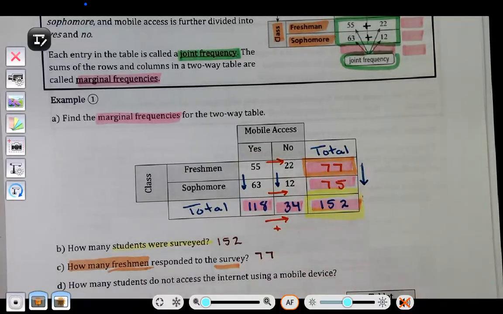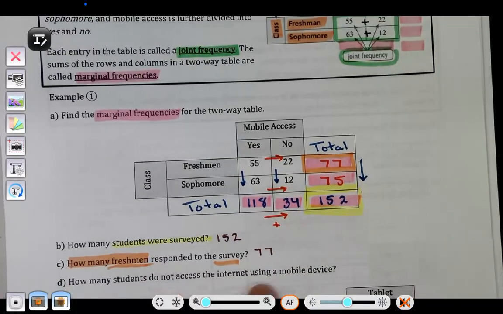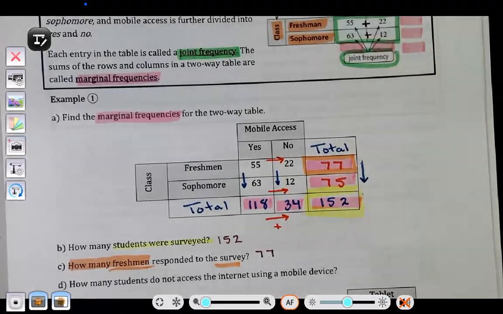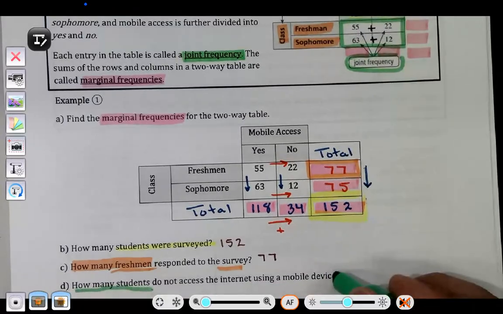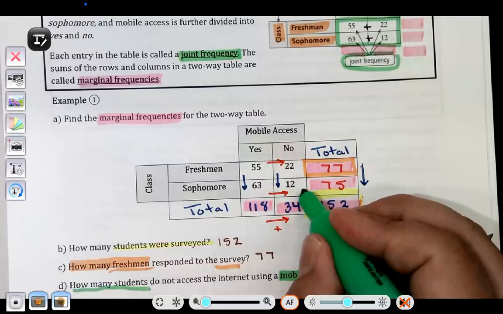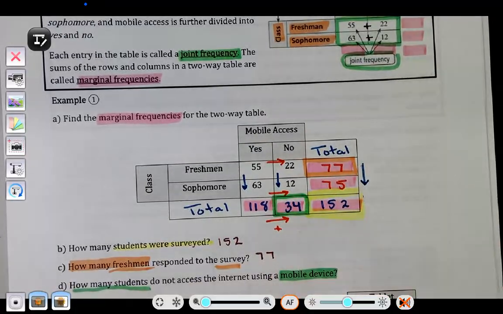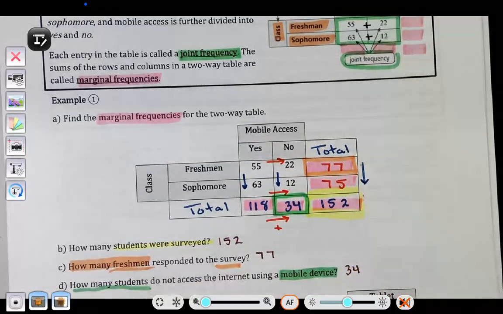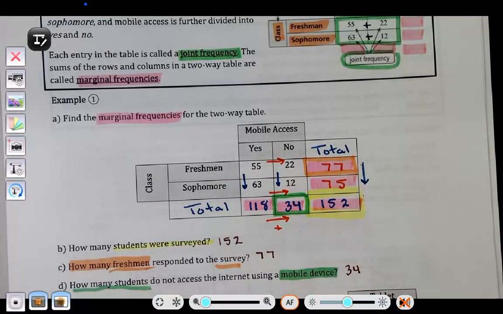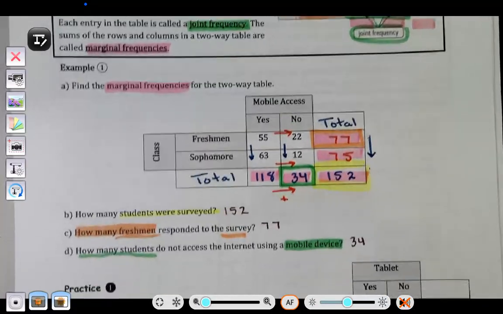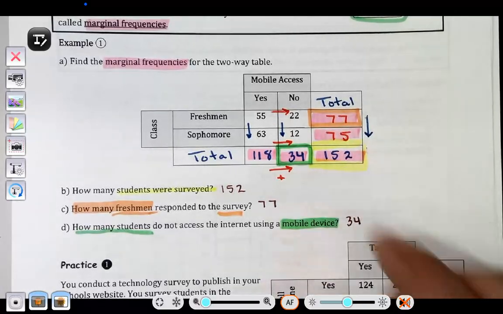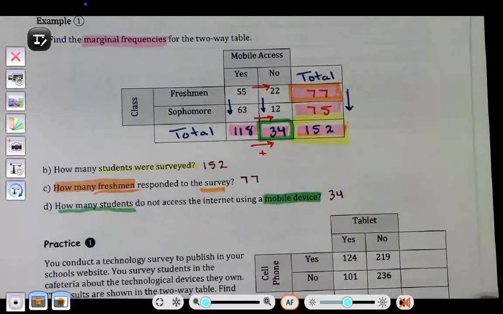All right, and then how many students do not access the internet using their mobile device? There it is, 34. So every question is basically asking you to look at one of these numbers. Well, when they said no, there's your 34 right there. You have to fill it out, but then you have to read the questions very carefully. Again, your assignment is not meant to be difficult. It's, can you read this thing? Okay?